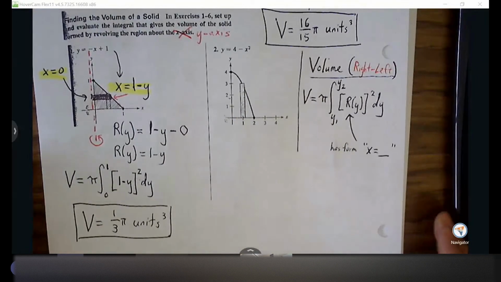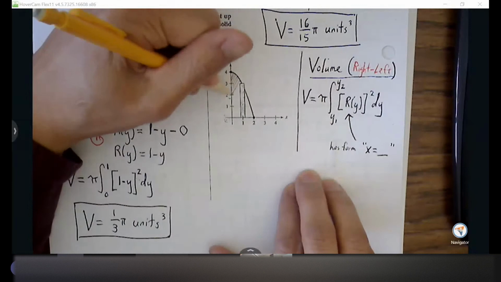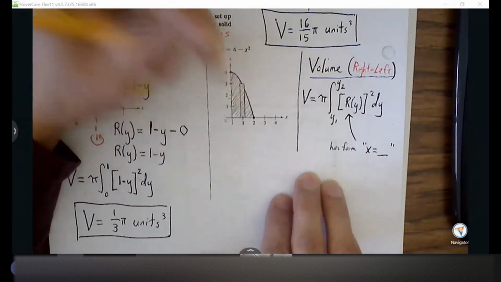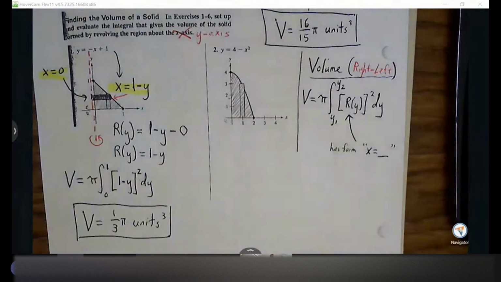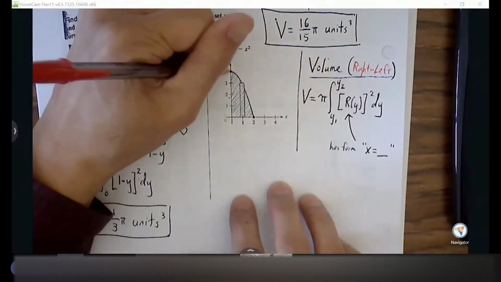Number 2, same idea. If you guys can shade that region, because that radius is not drawn the way that we're doing it for this problem. Cover it up. We're going to take this region and rotate it around the y-axis, so a vertical axis of revolution.